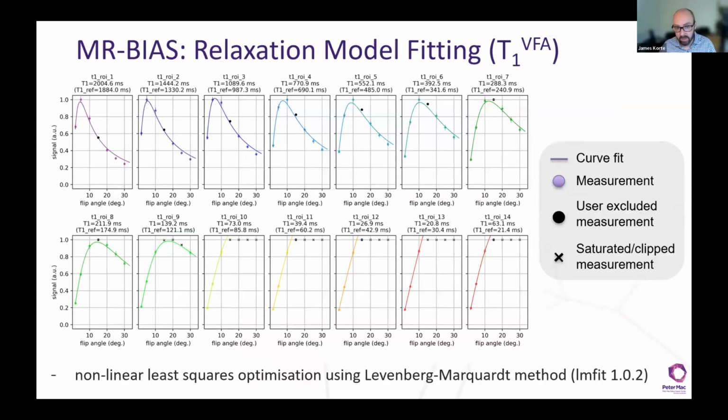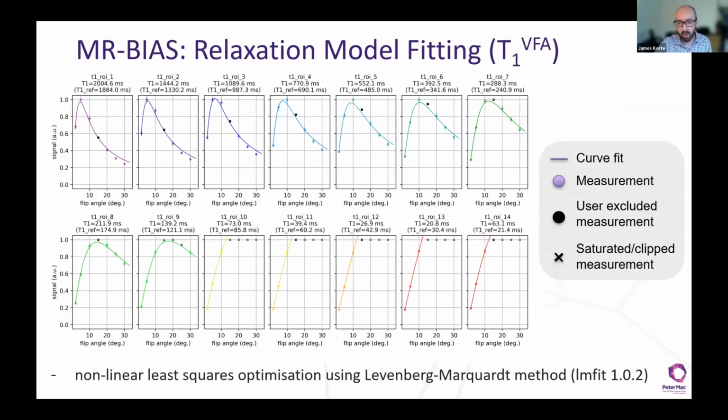And then once we've got these regions of interest in place, it's possible to then fit these different relaxation models. So this is an example of a T1 variable flip angle fit. You can see that the solid points are the measurements that have been taken, and then the solid line is the curve fit. And the way we do the curve fitting is using a nonlinear least squares optimization, and that's using this other open source Python library called LMFit.